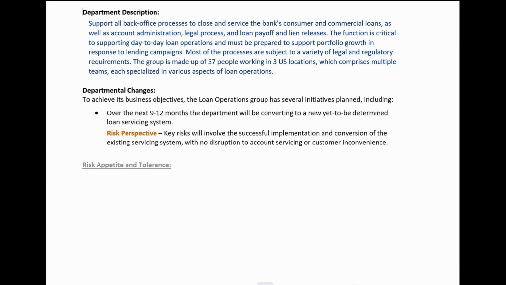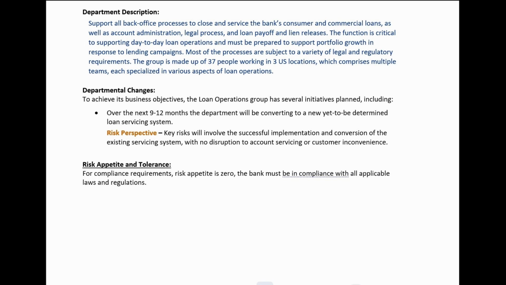What is your understanding of risk acceptance or risk appetite? Again, this now takes us into very unfamiliar territory typically. So I might say, well, for compliance requirements, our appetite is 0. The bank must be in compliance at all times with all applicable laws and regulations. Again, I'm not going to question this. I want to hear what they have to say. I'm going to capture whatever they offer, and we can come back and revisit all this later on.